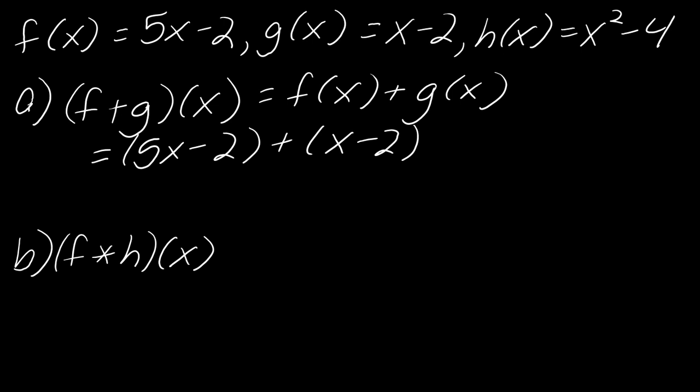All right, so anyways, this is going to equal, so 5x plus x is 6x, and then negative 2 minus 2 will be negative 4. So the answer in this case would be just 6x minus 4, and that would be it.